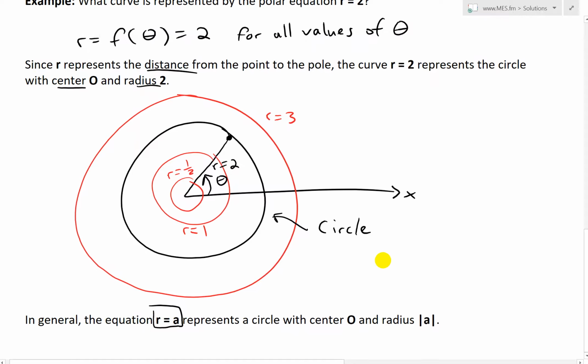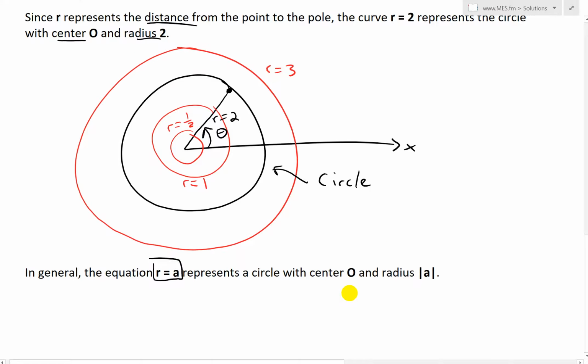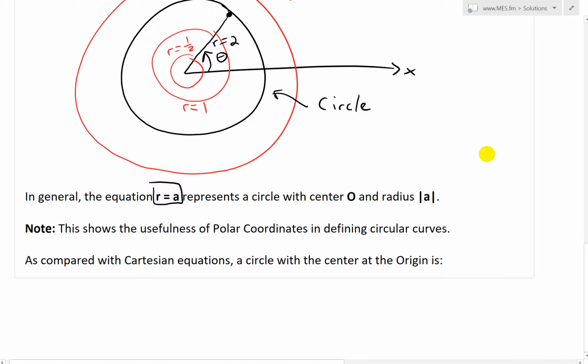And yeah, just fix this up a bit. The circles don't look that good, but you get the idea. A function r equals a constant is a circle. And I just want to go over a quick note.